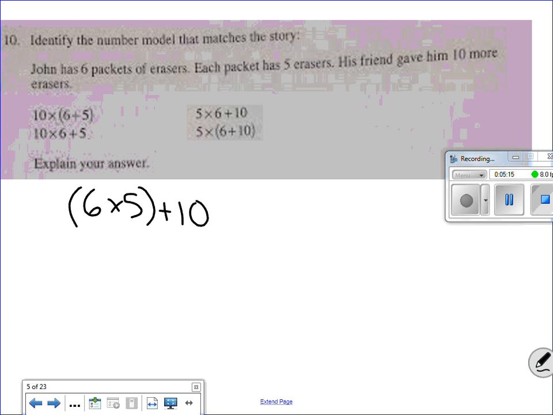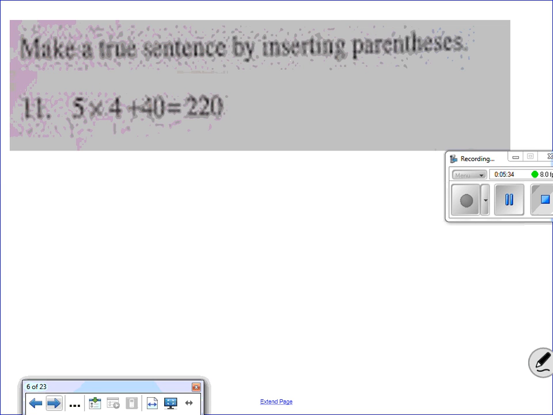So I know this one doesn't. I have to find one where I'm multiplying 5 times 6. Boom. There it is right there. Because of order of operations, I have to multiply first, right? Please Excuse My Dear Aunt Sally. Multiply and divide is before add and subtract, which means 5 times 6 plus 10 is my answer.